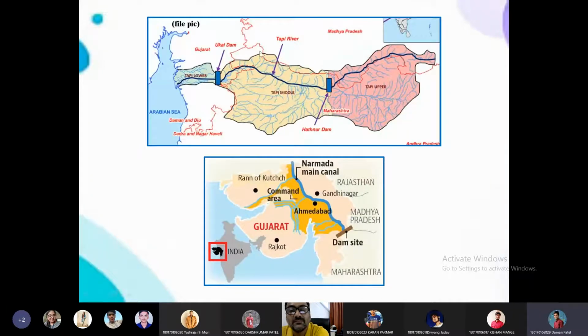This is a map which I downloaded from the internet. There is the Ukai Dam, and this shows the Tapi River flowing in Gujarat. And another dam which is constructed on the Tapi is the Hatnur Dam. For the Sardar Sarovar Dam, this is the dam site here, and this is the main canal of Narmada.